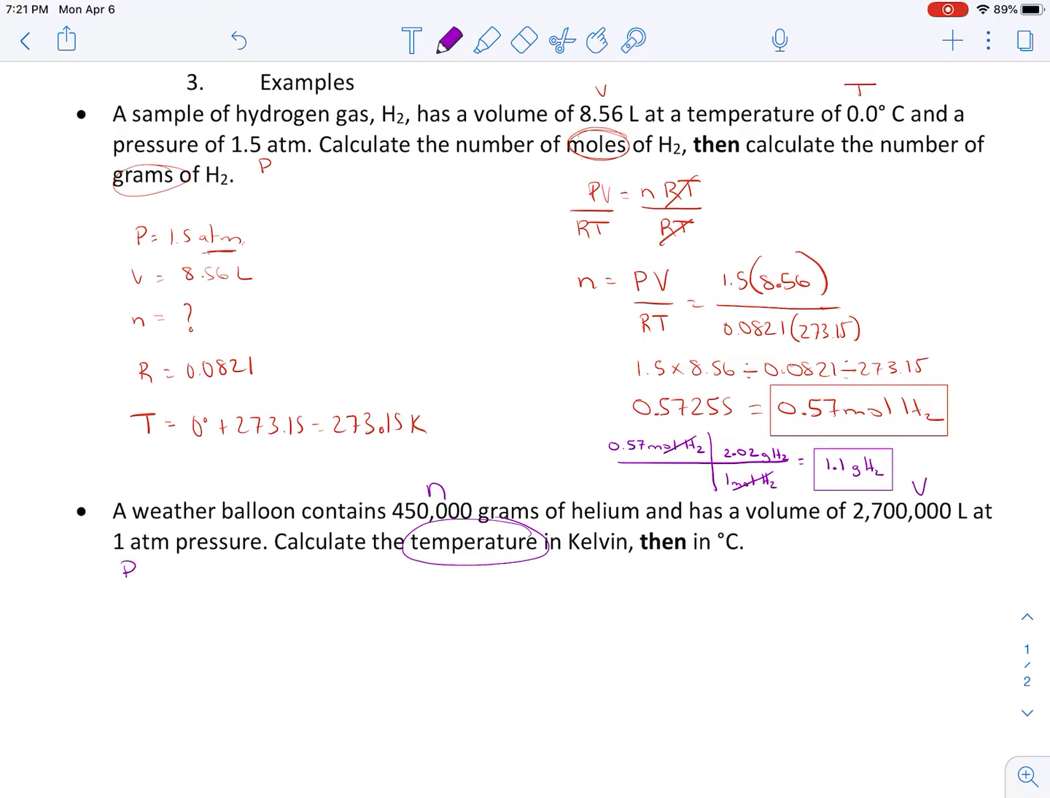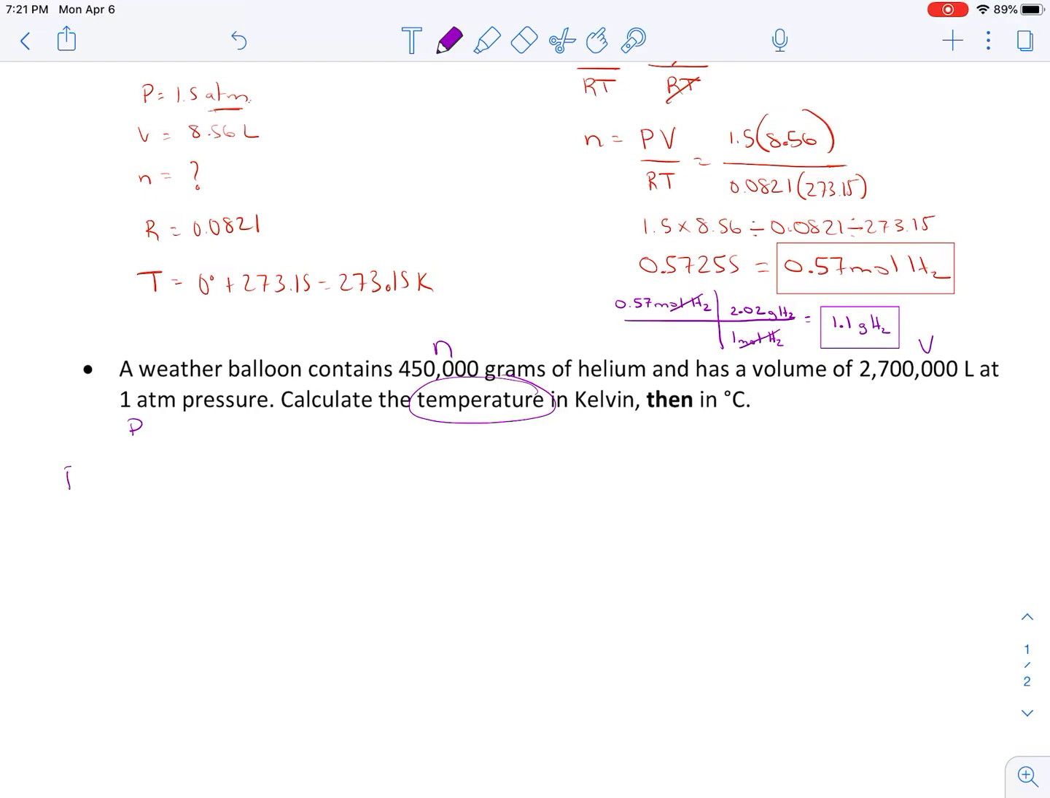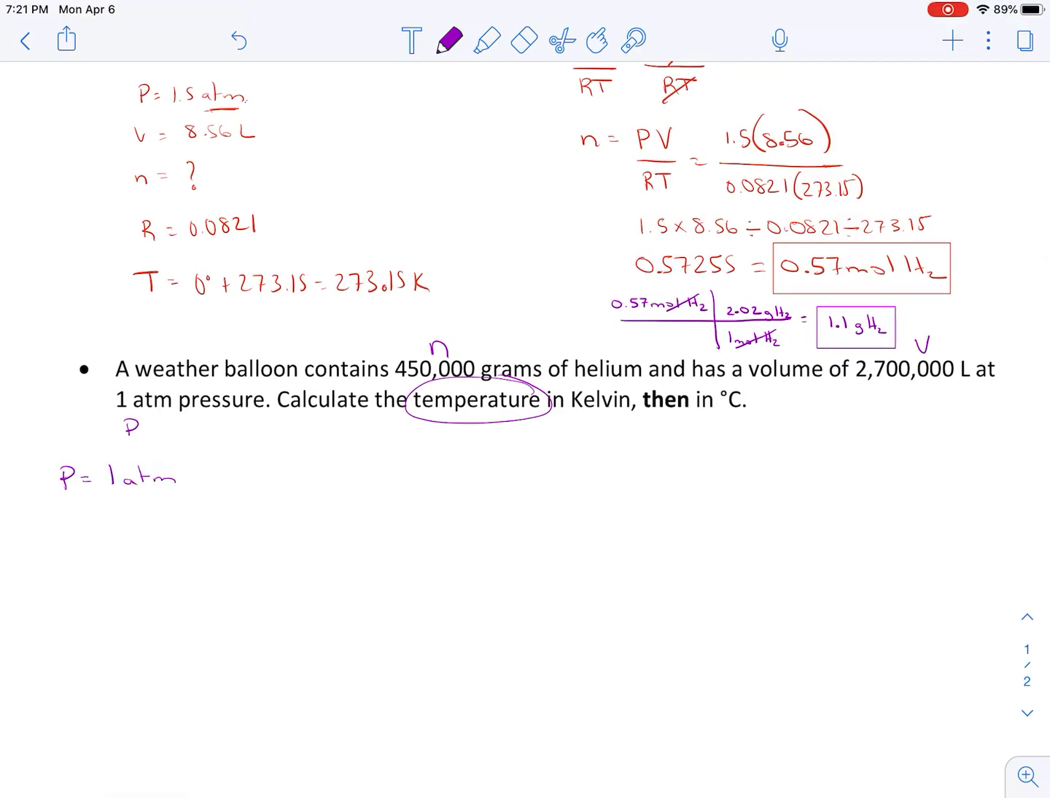Okay? So if we plug in what we know here, we know we have a pressure of 1 atm. We have a volume of 2,700,000. We are talking about a weather balloon, so it's quite large. Our N is where we're going to have to do just a little bit of work. We have 450,000 grams, but that's grams of helium, and we're not at moles, so we need to get to moles. And we do that by dividing by the molar mass. So we'll put 1 mole of helium on top. We'll put the molar mass of helium on bottom, and that's 4.003. Remember that came from our periodic table.